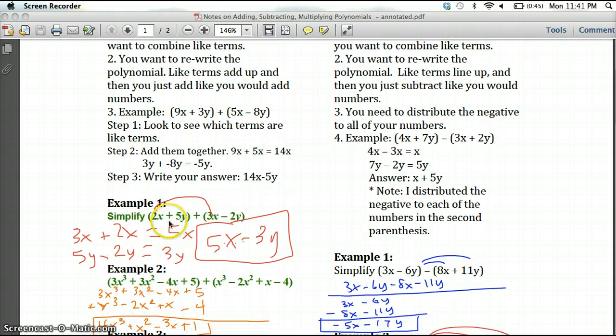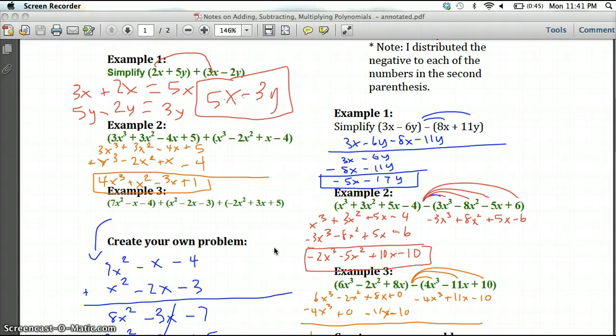We have 2x plus 5y plus 3x minus 2y. So we're going to first combine like terms. See down here I did 3x plus 2x, and that is equal to 5x. And then I took my 5y and I subtracted 2y from it. So 5y minus 2y is 3y. So my answer is 5x, and this should be plus 3y.